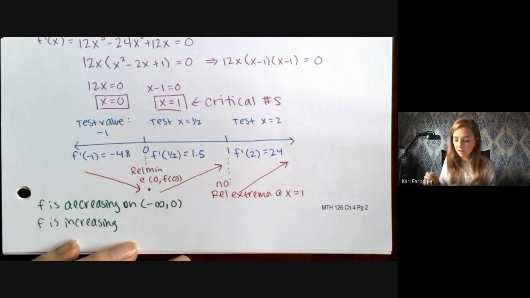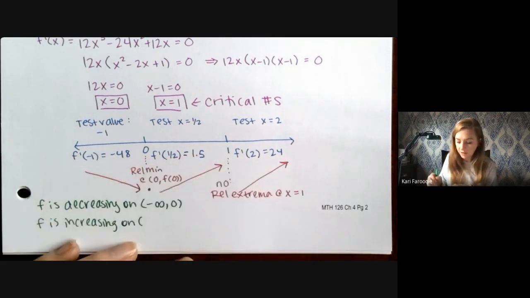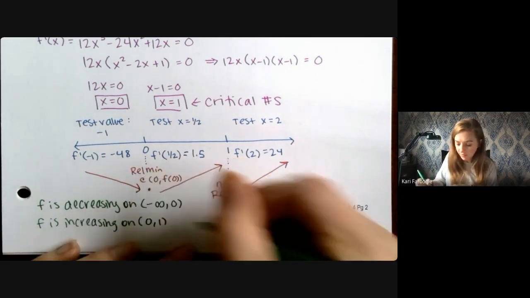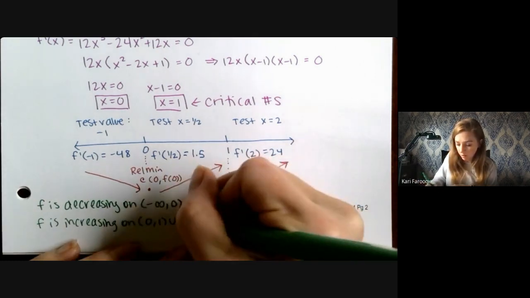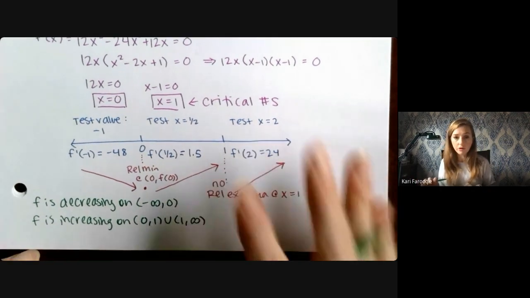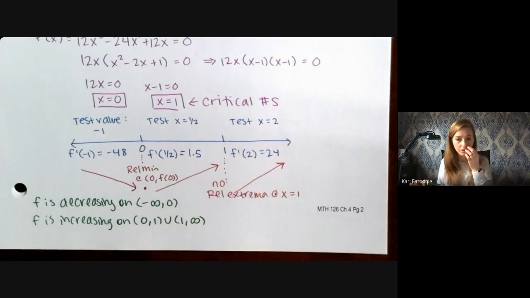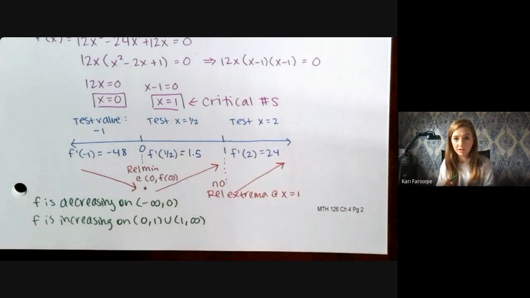It just for a split second in time has a horizontal tangent line, which means it's not increasing or decreasing at that point. So we could say that f is increasing on the interval from 0 to 1, and then we need to pick it up again at 1 and say that it's increasing from 1 to infinity. If you have a critical number that's splitting that interval, you can't possibly be increasing at that critical number. So it's really important that we get that right. This is 2 separate intervals. It needs to be written as 2 separate intervals.